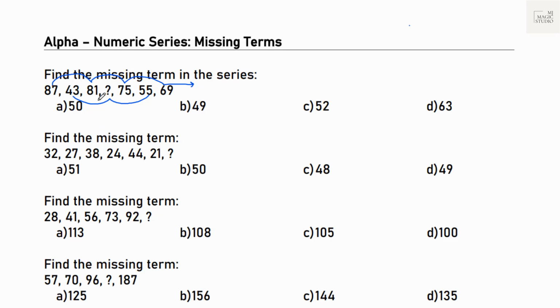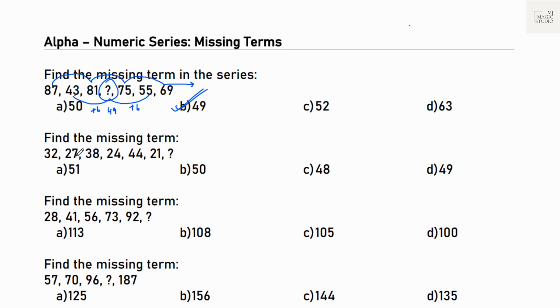So if we work with 6 here, since it is minus 6, minus 6, minus 6, most probably here also something with 6. But 43 to 55 it is increasing. So let's add 6. 43 plus 6 will be 49. And then 49 plus 6 is 55. Then obviously the answer is 49.